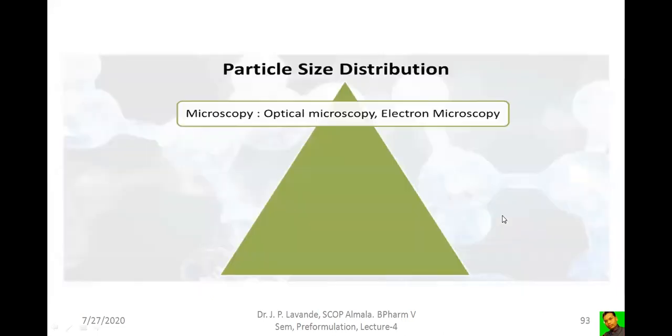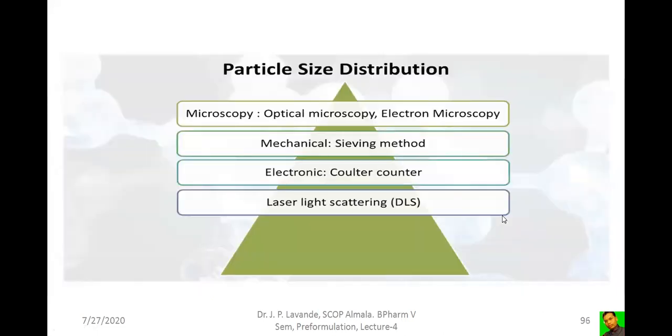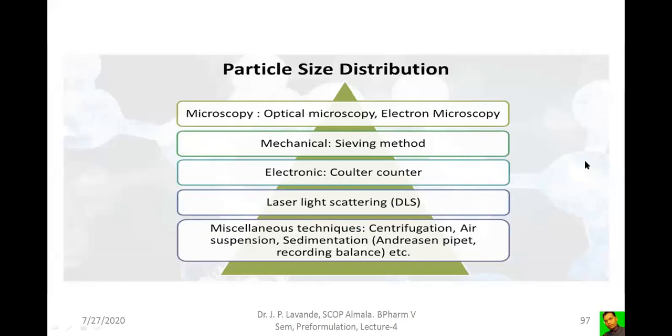So, particle size distribution. Now, how can we characterize the particle size and shape? We can do it by different methods. Like microscopy, we have optical microscopy and electron microscopy, that is scanning electron microscopy. In optical microscopy, we take the sample, observe it under the microscope, and determine the shape. Mechanical, that is the sieving method. Electronic, that is the Coulter counter. Laser light scattering, that is DLS, dynamic light scattering.